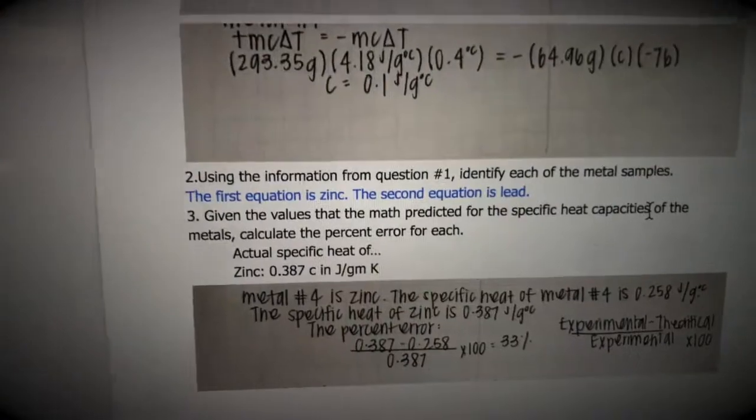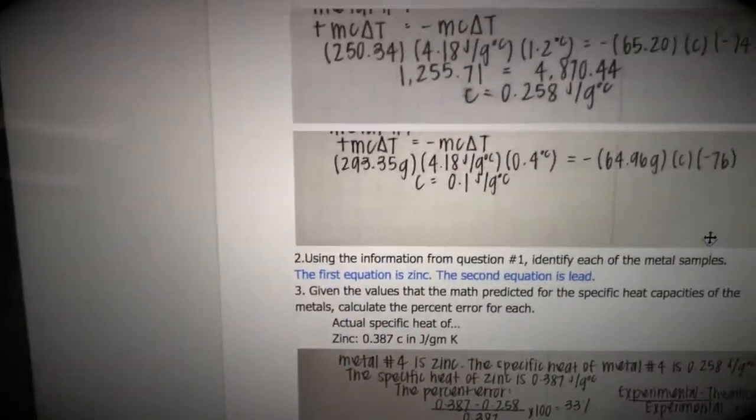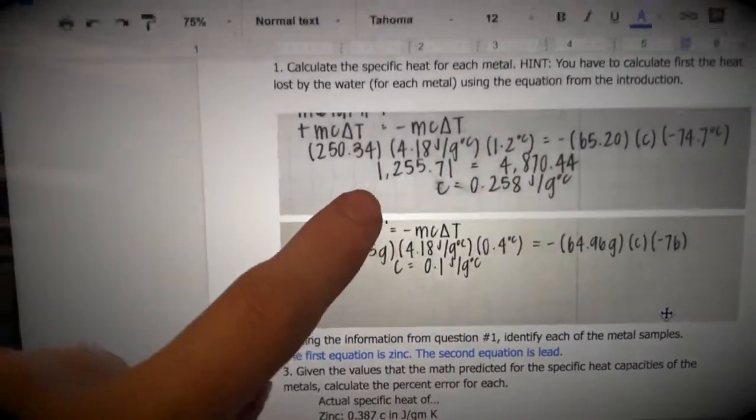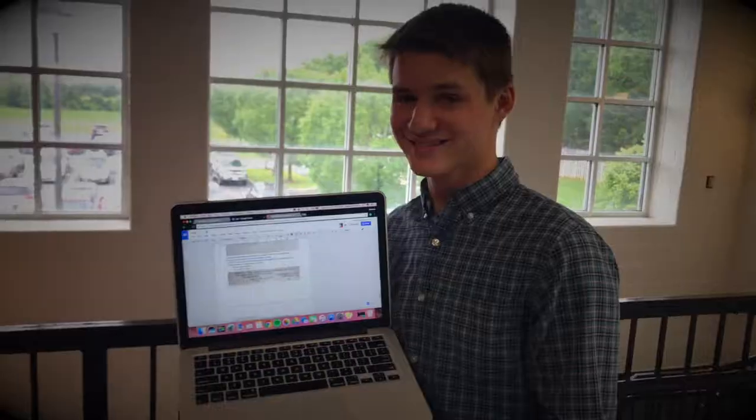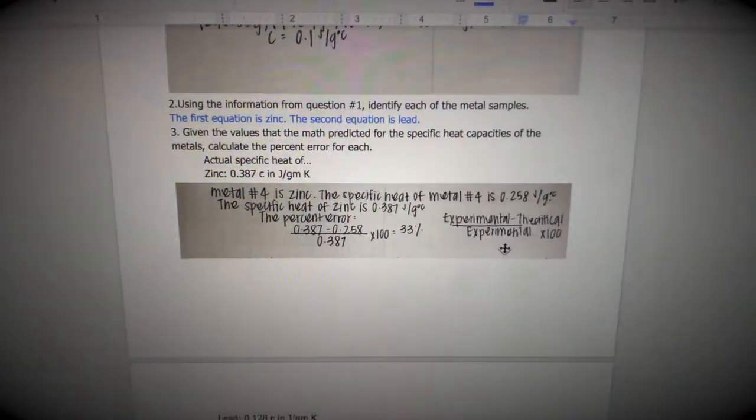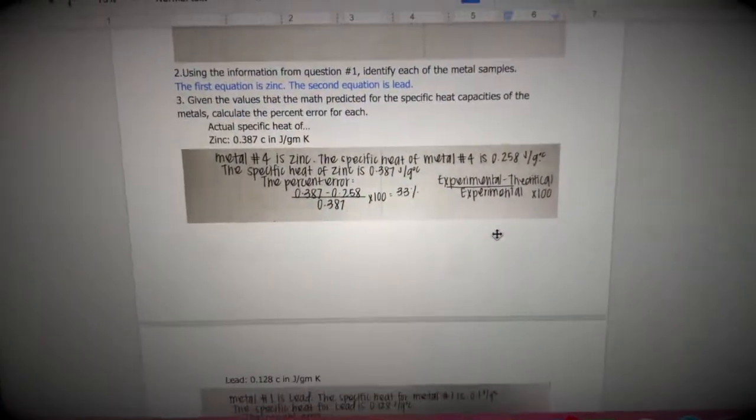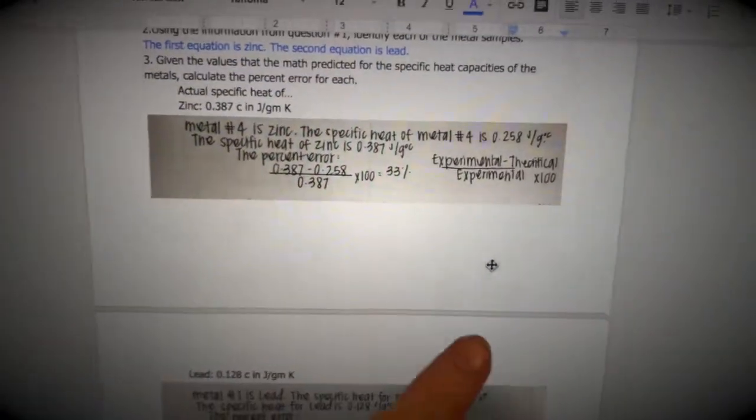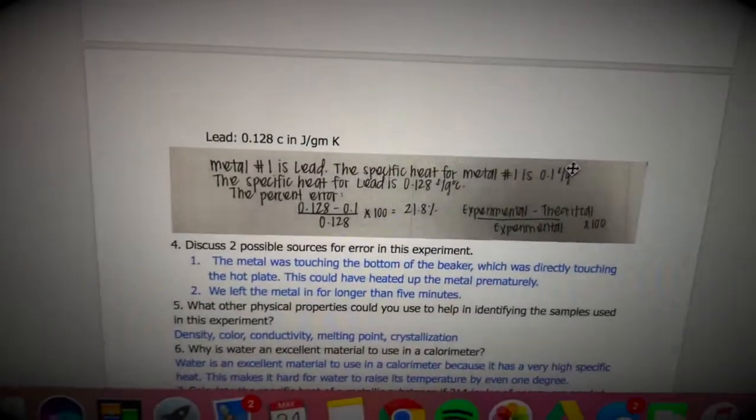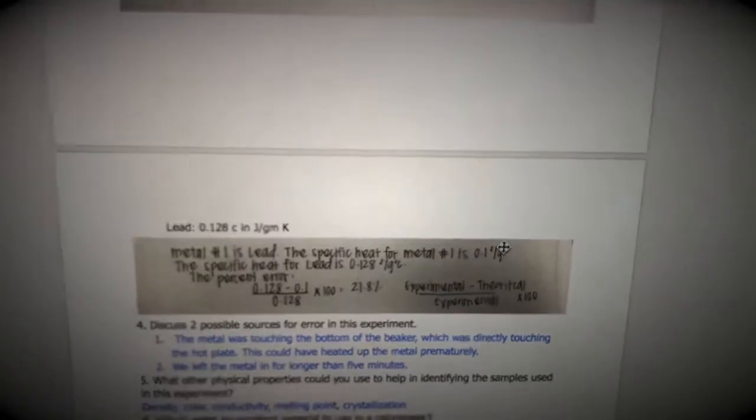Want to learn something? Information from question number 1, identify each of the metals. By using these equations, we can identify that number 1 is zinc and number 2 is lead. Question number 3. Given the values that the math predicted for the specific heat capacities of the metals, calculate the percent error for each. The formula for percent error is experimental minus theoretical over experimental times 100 to get a percent. For zinc, the actual specific heat is 0.387. So here is how we found the percent error. For lead, the actual specific heat is 0.128, and here's how we found the percent error.